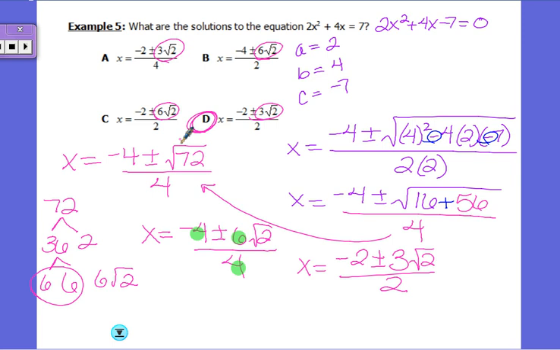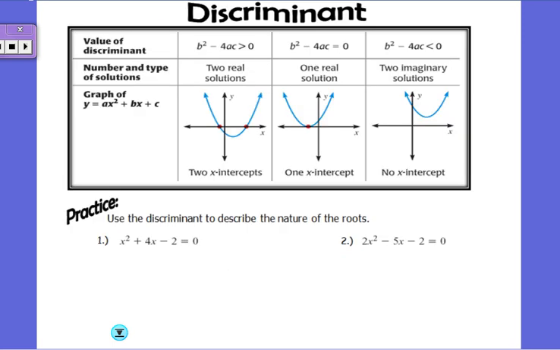Let's turn the page and look at the discriminant. Now, the discriminant is just what's underneath your square root in your quadratic formula: b squared minus 4ac. Depending on what type of number comes out of b squared minus 4ac will tell you what kind of solutions you're going to have. So taking a look, if b squared minus 4ac is greater than 0, so if it's positive, you're going to have two real solutions.